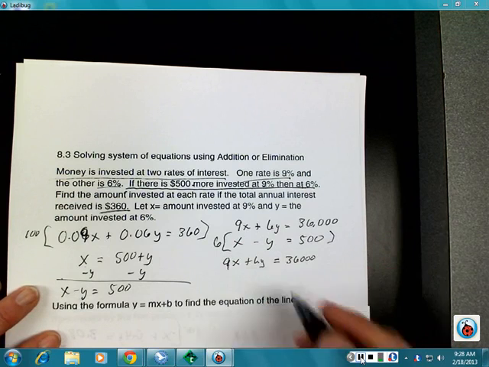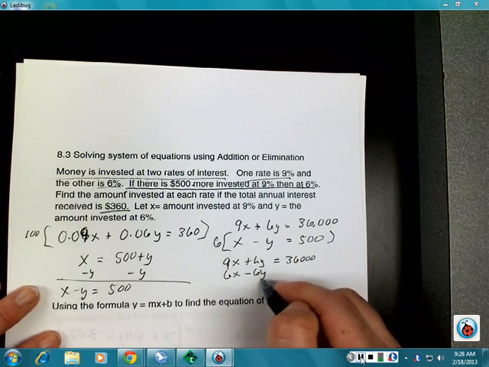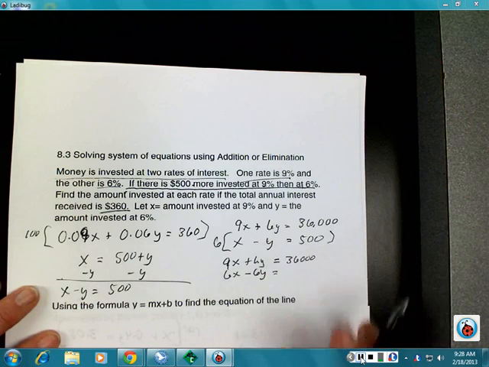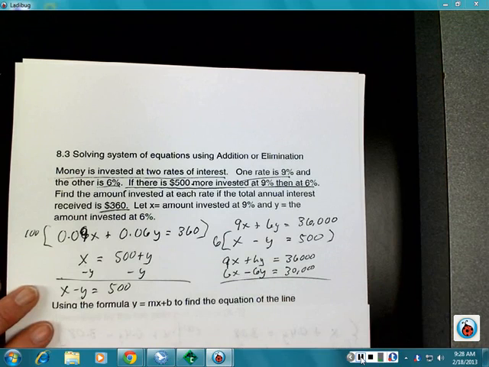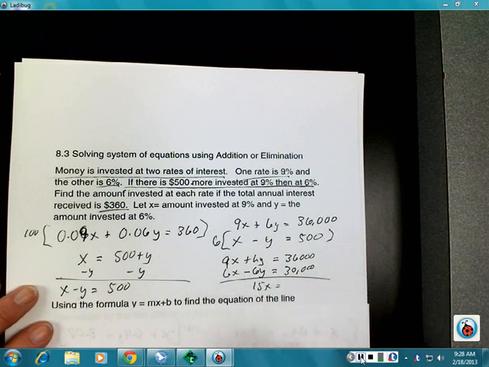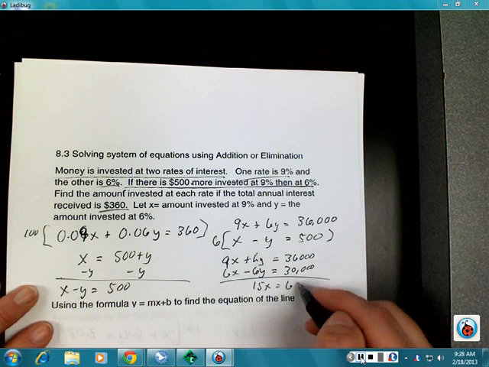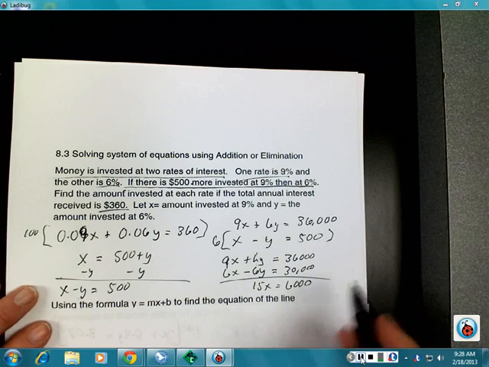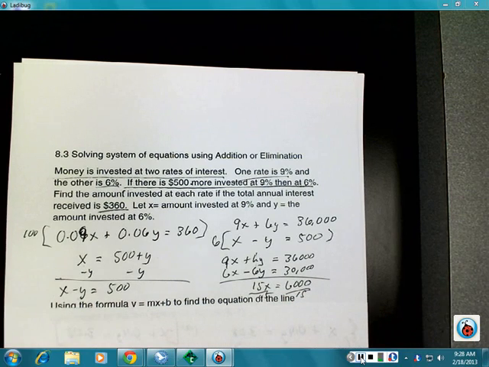That stays. 6 times x is 6x. 6 times the negative y is negative 6y. And 6 times 500 is 30,000. So 9 plus 6 is 15x. Y's are long gone. And that leaves me with 6,000. Divide by 15. So what's 6,000 divided by 15? What'd you end up with?